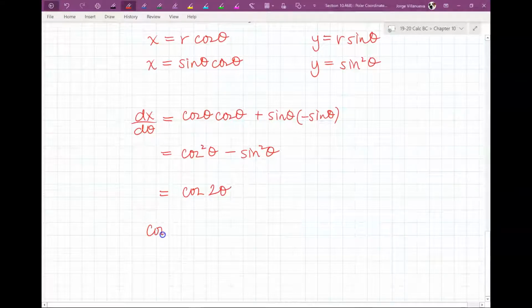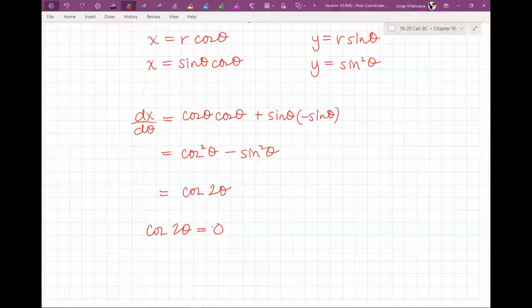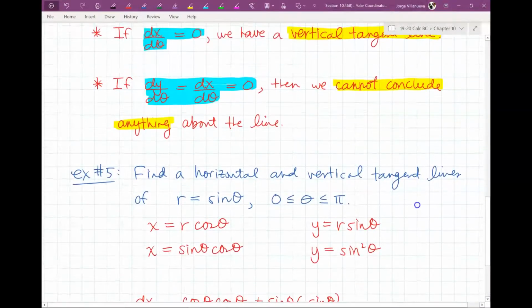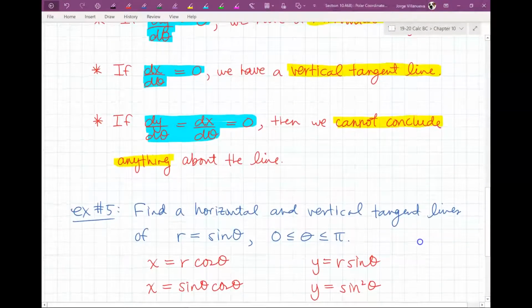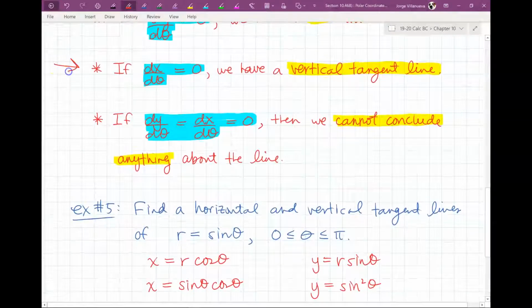So cosine of 2 theta equals 0. I set it equal to 0 so that I can find out where it has horizontal tangent lines, vertical tangent lines, that whole thing, right? So dx d theta equals 0 will give me vertical tangent lines. That's the definition that I wrote up here. So dx d theta, that's this one right here. We have vertical tangent lines for that.